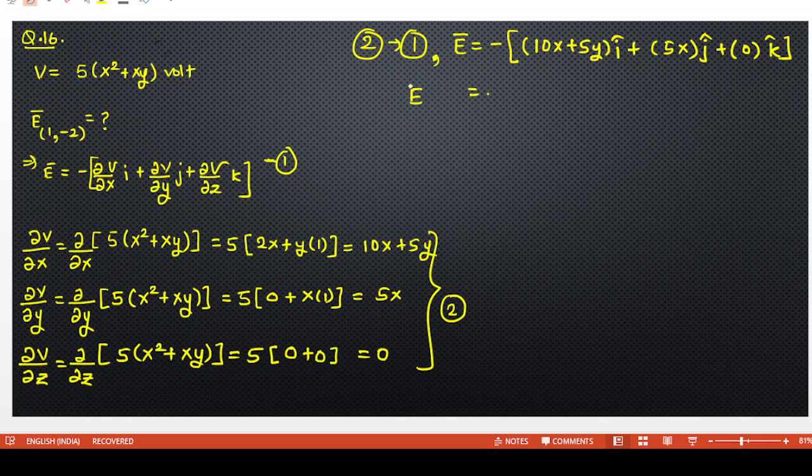Now you want the electric field at a particular point. What is that particular point? 1 comma minus 2. So put x as 1 and y as minus 2. Use the brackets very carefully. 10 into x, x is 1, y is minus 2, into i cap. Again 5 into x, x is 1.